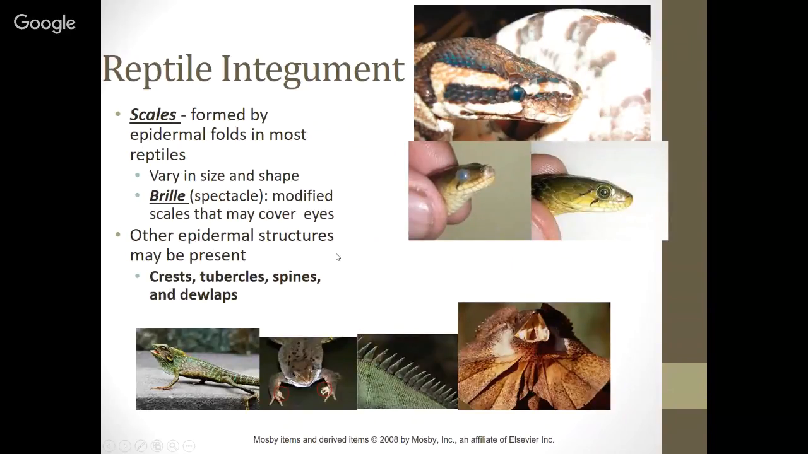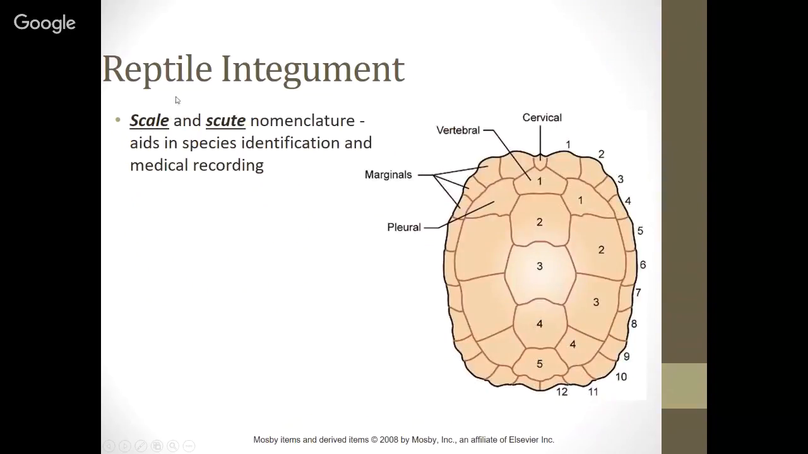There may be other epidermal structures that are present, such as crests along the back, tubercles, these are tubercles here, spines, dewlaps. This is a big dewlap here, so there are other epidermal structures on reptiles. We have scale and scute nomenclature, which aids in species identification and medical recording. So this is the shell of a Chelonian.